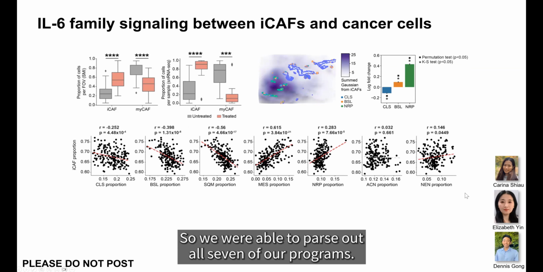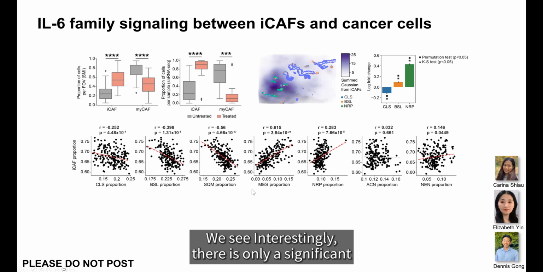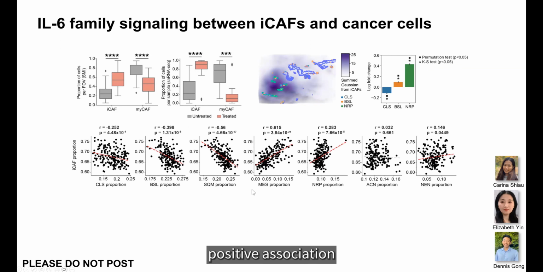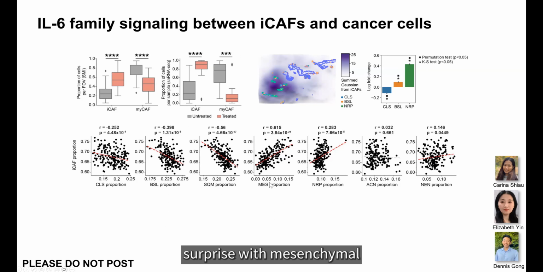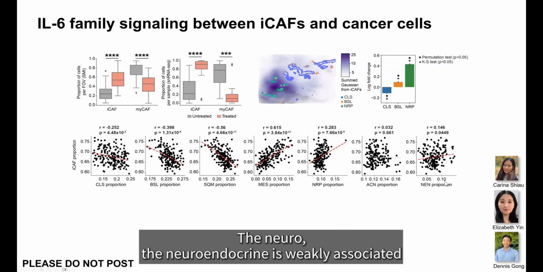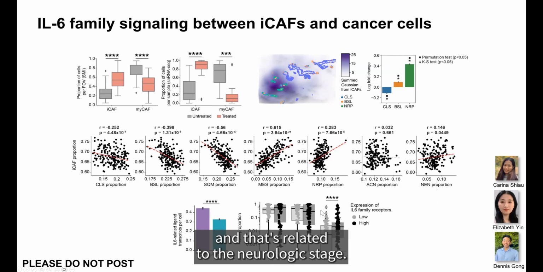out all 7 of our programs, we see, interestingly, there's only a significant positive association between ICAP proportion in the DSP ROIs with mesenchymal cancer cells and neural-like cancer cells. The neuroendocrine is weakly associated. That's related to the neural-like state.